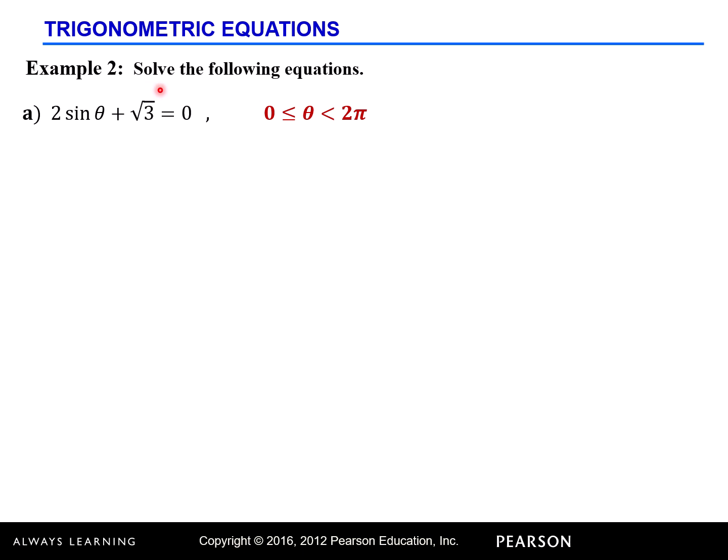For the next example, we will solve the following equations in the given domain. So here we have 2 sine theta plus square root of 3 is equal to 0, where theta is between 0 and 2 pi. This is different from the first example because in the first example, we asked for all the solutions or the general formula. So in those solutions, we have to get the coterminal angles. But here, the angle must be limited and the solution is only from 0 to 2 pi.